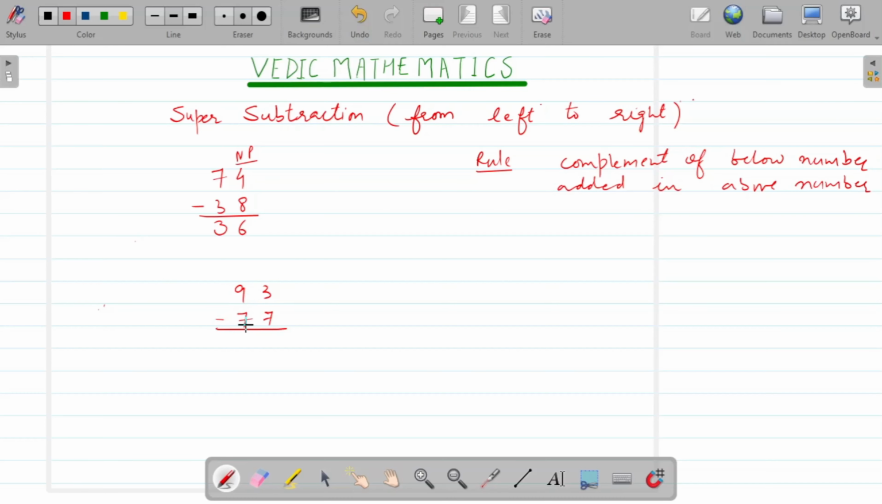9 minus 7 is 2, but the next is not possible. So I'll write 1 over here. Complement of 7 is 3. Add up in the above number. Answer is 6. No need to write this. You can keep this number in a mind also.